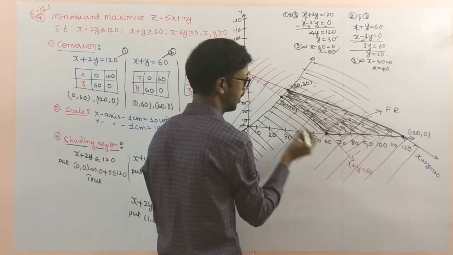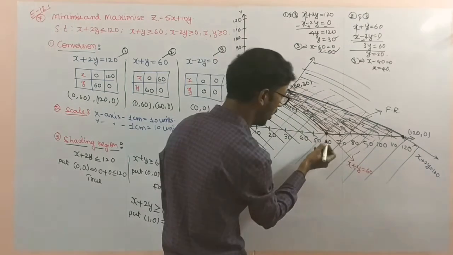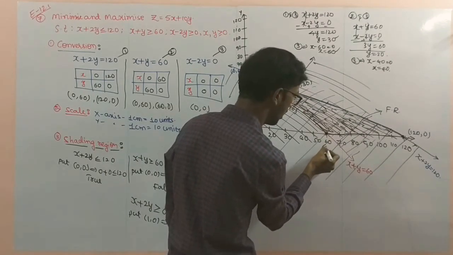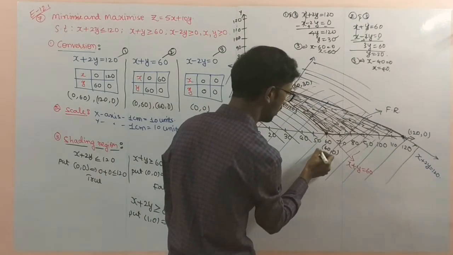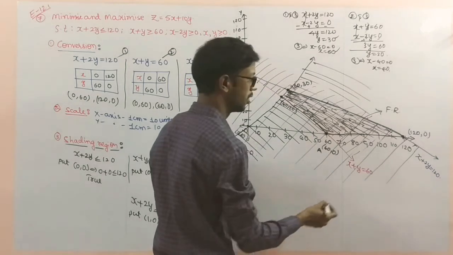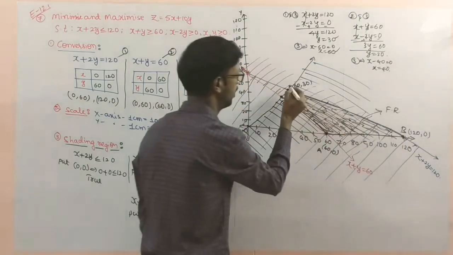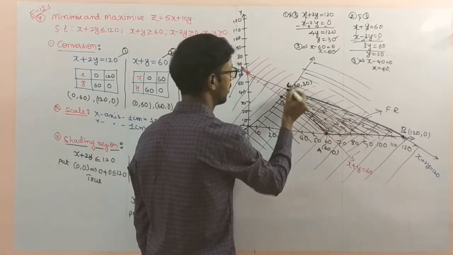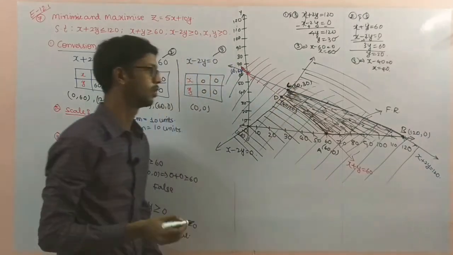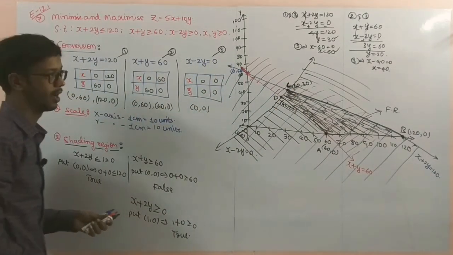So I'll take this one as this point. Actually, this point is 60, 0. A is the 60, 0 point. This B is another point. This is C. This is D. So boundary points are corner points.